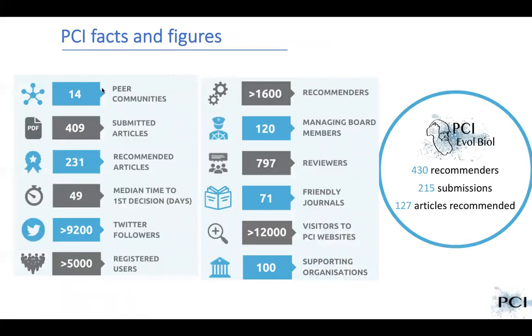This slide presents some important figures about PCI. There are currently 14 PCIs. Together, they've received 409 preprint submissions, of which 231 have been recommended. There are more than 100 organizations supporting the PCI initiative, including many universities and research institutes. PCI Evolutionary Biology was the first PCI created and currently has 430 recommenders, 215 submissions, and 127 recommendations.